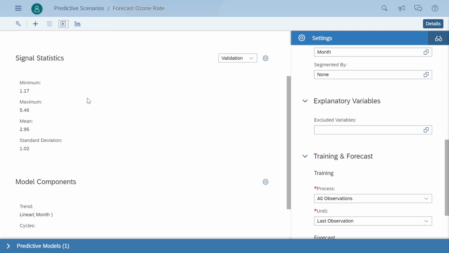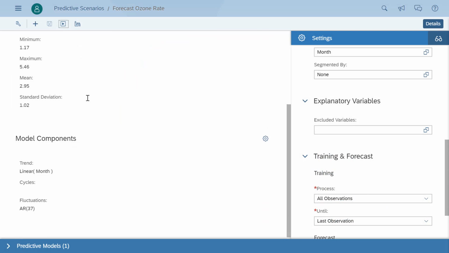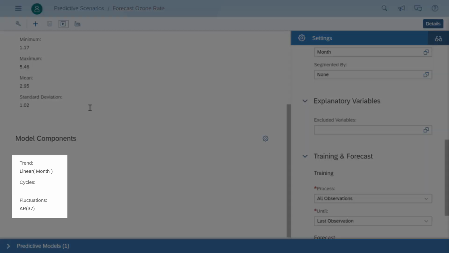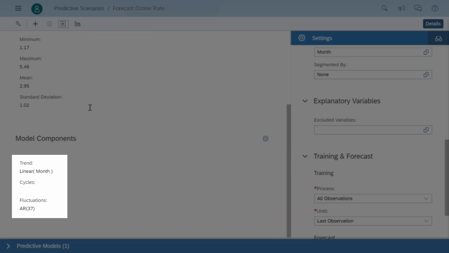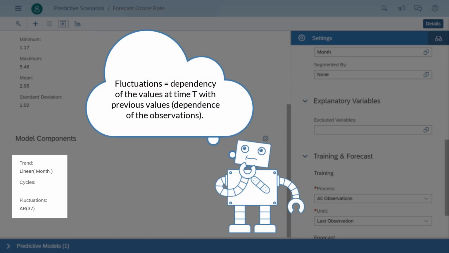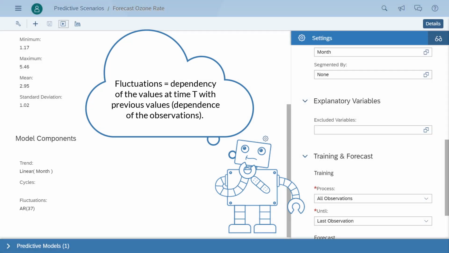This overview report also gives you statistical information on the ozone rate and which model components Smart Predict has found by analyzing your data set. As you can see, Smart Predict has found that the long-term evolution of the signal will be a linear trend. No cycles have been detected, but there are fluctuations. These are indicated by AR37, which means that the previous 37 time series have an impact on the actual values found by the predictive model.